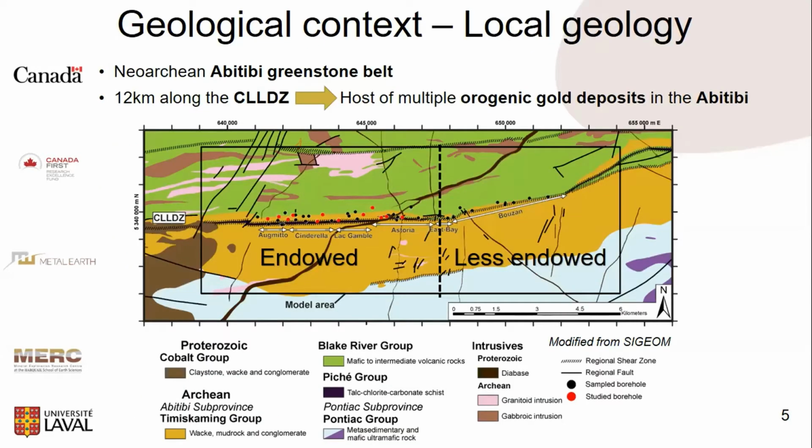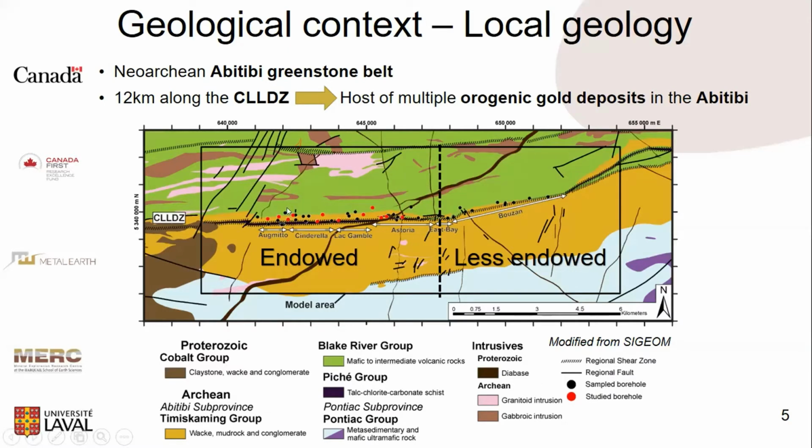The study area is located in the Neo-Archean Abitibi greenstone belt, which, like I said, covers a 12-kilometer stretch along the Larder Lake Deformation Zone, itself host of multiple orogenic deposits in the Abitibi. The study area is divided into 6 main blocks, which are Augmitto, Cinderella, Lac Gamble, Astoria, East Bay, and Bouzan. From Augmitto to Astoria, these are considered the gold endowed sectors. And East Bay and Bouzan are considered the less endowed sectors, which I'm going to show you why in a few slides. But first, let's take a look at the geology of the area.